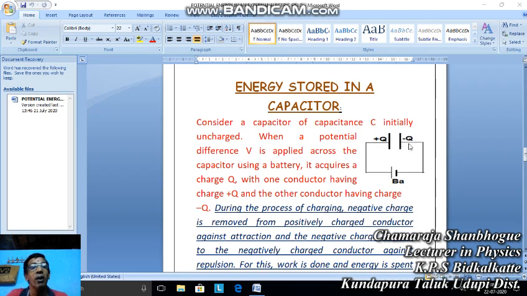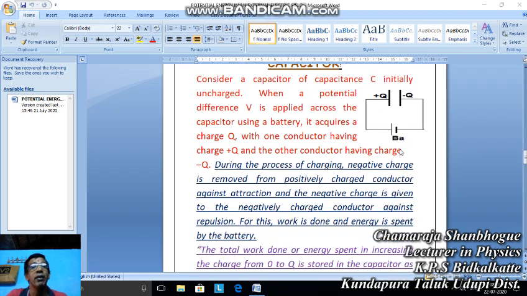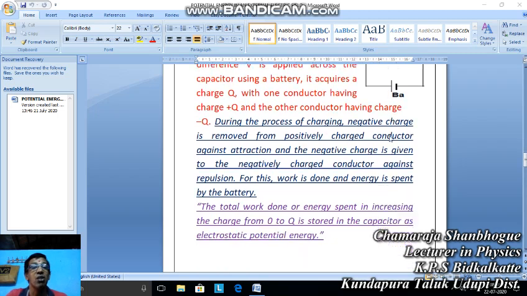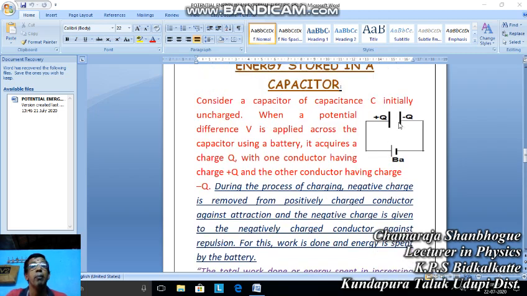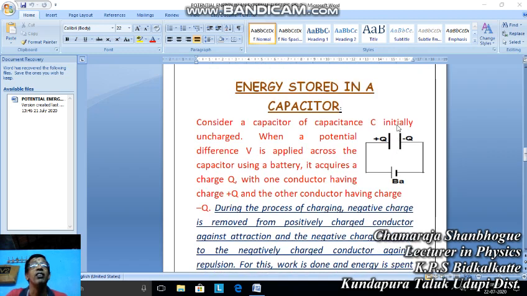For this, work is done or energy is spent with the help of energy provided by the battery. This energy spent or work done is stored between the plates in the region of uniform electric field as potential energy. This is nothing but energy stored in a capacitor. Now we derive the expression for energy stored in a capacitor, which is a very important question for the annual examination, asking for either 3 marks or 5 marks.